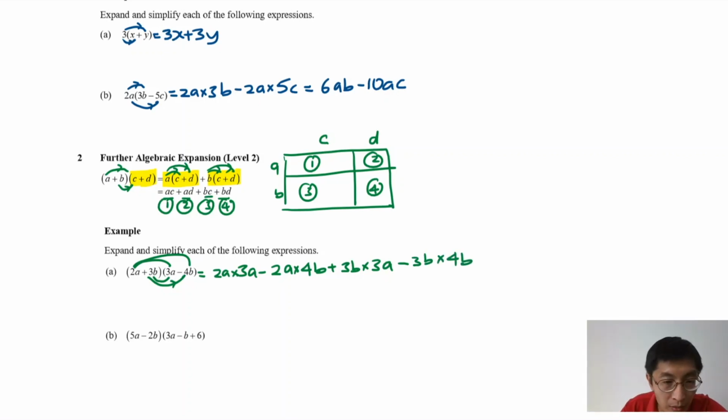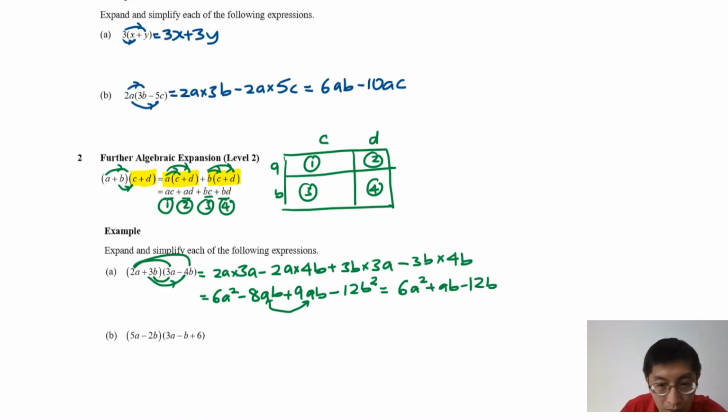And then you simplify them individually. So 2a times 3a of course gives you 6a squared. 2a times 4b will give you 8 times ab, whereas the other one gives you 9 times ab. Last but not least, 3b times 4b gives you 12b squared. Notice these two are multiples of the same thing, which is ab. Simplify that briefly, and that gives you 6a squared + ab - 12b squared.